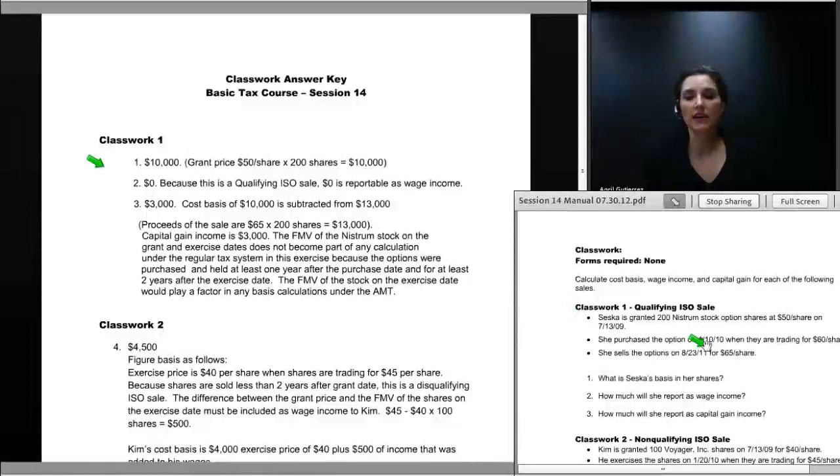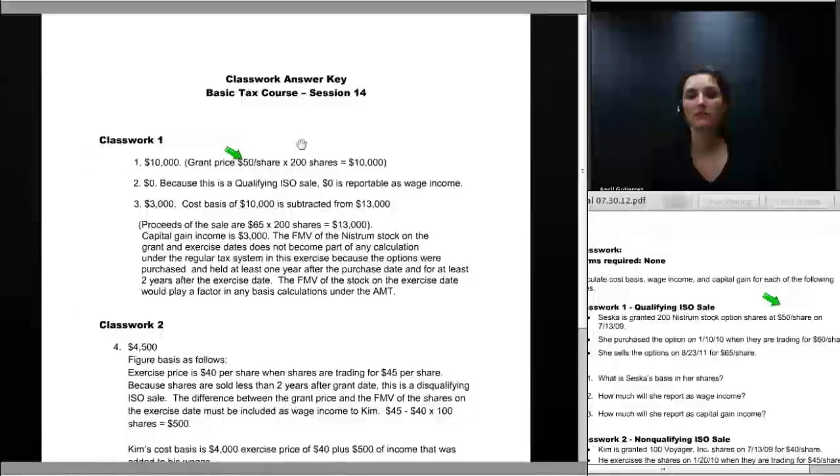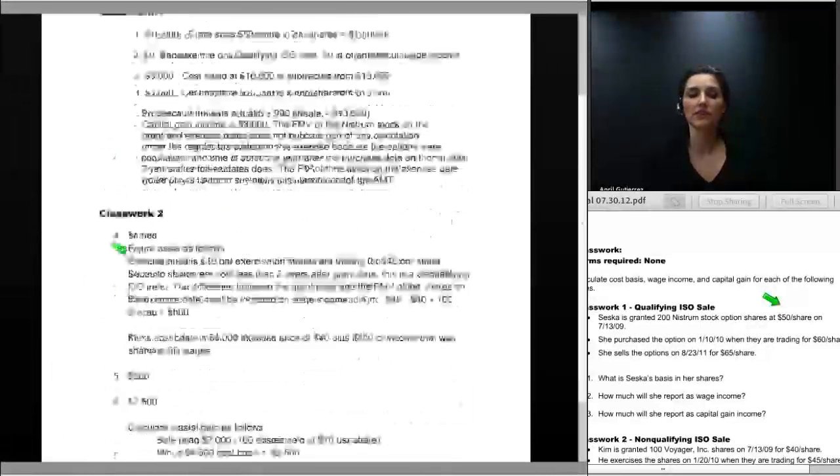She sells for $65 a share. She buys at $50 a share. So we basically end up with a cost basis of $10,000. That's $50 per share times 200 shares, or $10,000. Because this is a qualifying ISO sale, she will report $0 as wage income, and her gain will therefore be $3,000. She's selling at $65 a share. That's $65 times 200 shares, or $13,000. $10,000 is subtracted from $13,000, and that gives her a long-term capital gain of $3,000.